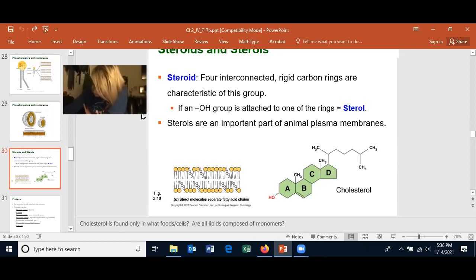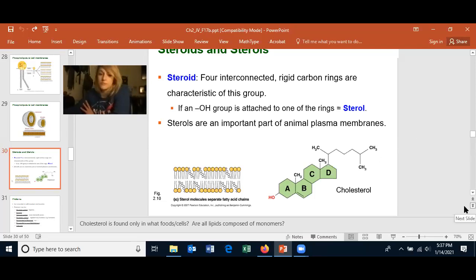So lipids are a little different from carbohydrates. Carbohydrates, if they're not a monomer, they're composed of monomers. And then fats, only some of them are composed of monomers. Some of them, the steroids and the sterols, are not composed of monomers. Any question about that? All of the other biological molecules are composed of monomers. So carbohydrates, proteins, and nucleic acids are composed of monomers. The lipids are the exception. Only some lipids are composed of monomers.